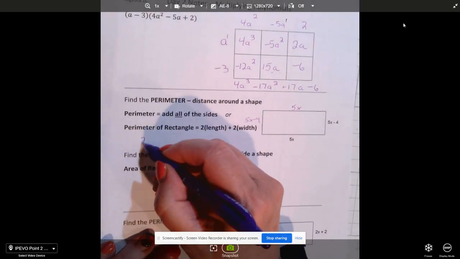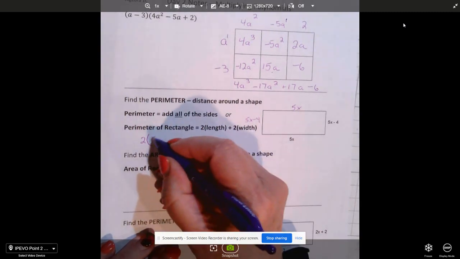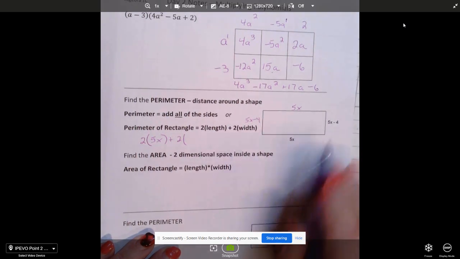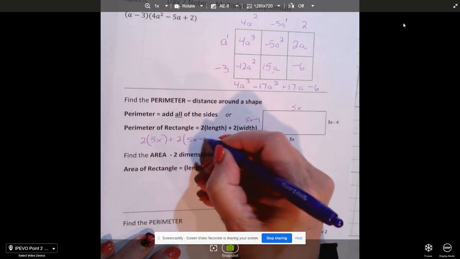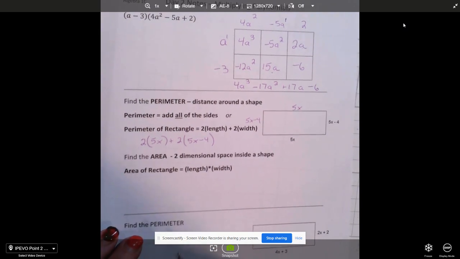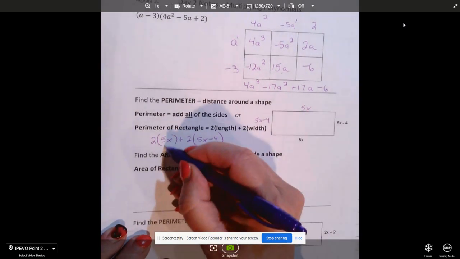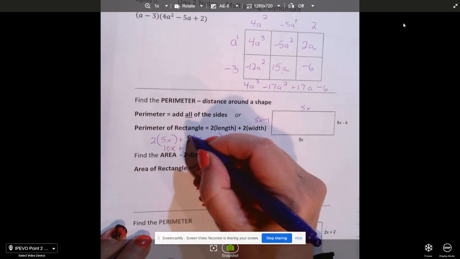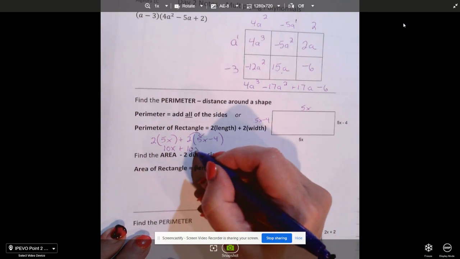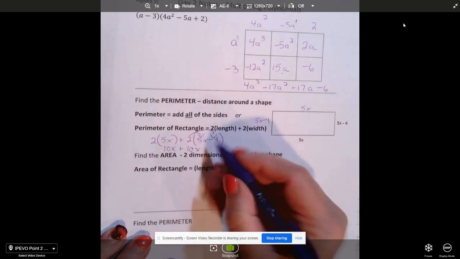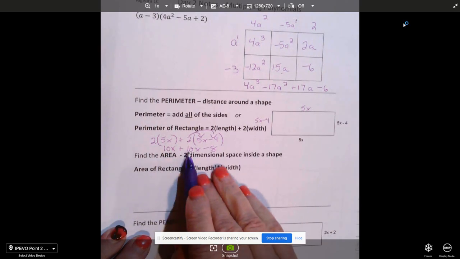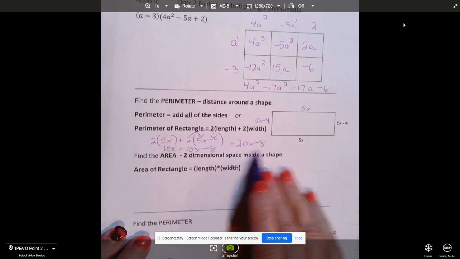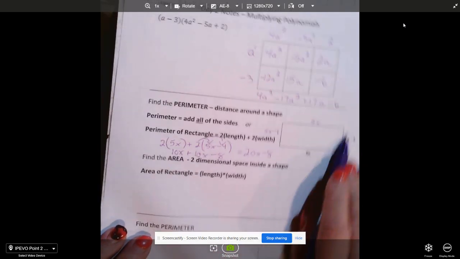So here I would say 2 times the length, which would be 5x, plus 2 times the height, which would be 5x minus 4. And now I can just do that math. Well, 2 times 5x will give me a 10x, plus, now I have to distribute this 2. So this will be 10x. 2 times a negative 4 will be a negative 8. I can combine my like terms. So this will be 20x minus 8.